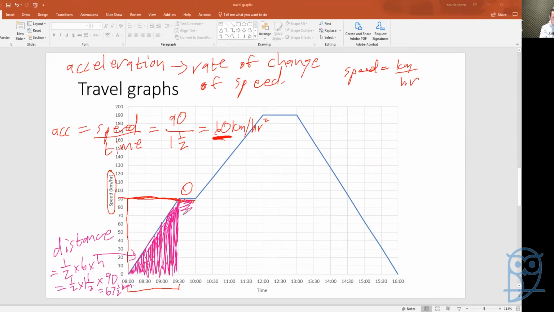How far did he travel in this bit? Well, that's a rectangle. Length times breadth. So my distance traveled there is length, which is half an hour, times height, which is 90, which will make 45 kilometers. That should make sense because in this time he is traveling at 90 k's an hour, and he's traveling at 90 k's an hour for half of an hour. Therefore, he should have traveled 45 k's in that half hour.